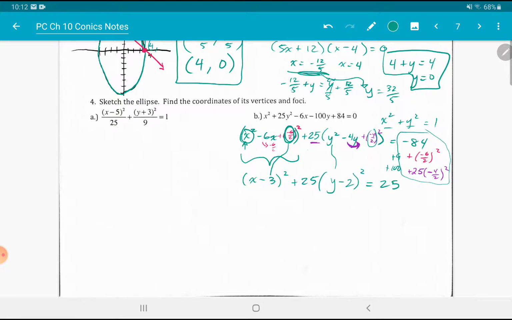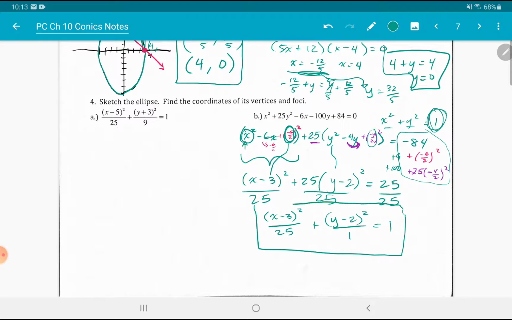We have our almost ellipse equation. Now all we need to remember is on the right-hand side, we need to make that equal to 1. So divide both sides by 25. Divide everything by 25. In doing that, you now have your ellipse equation: x minus 3 squared over 25 plus y minus 2 squared over 1 equals 1. The reason I still write over 1 is because that's going to help me in determining what that ellipse is going to look like, because what we need to do is actually sketch the ellipse.